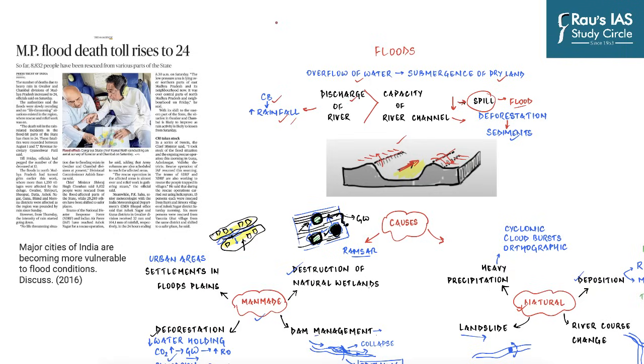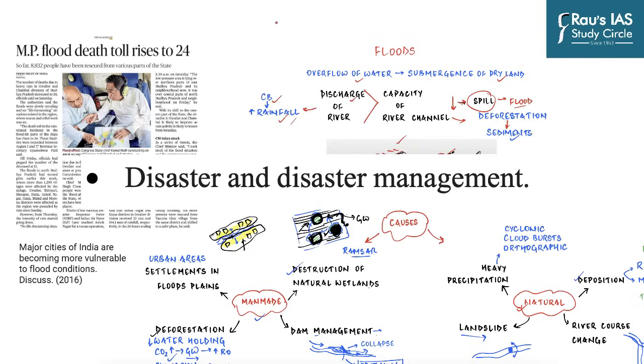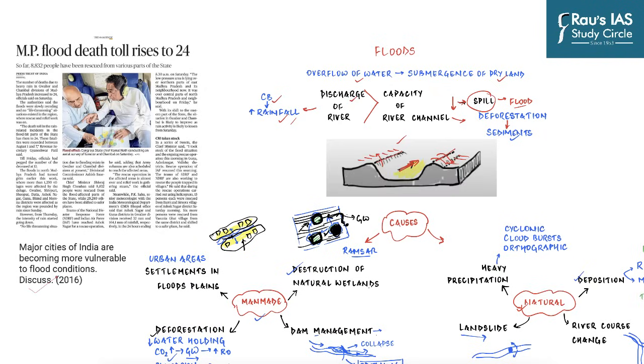Now disasters find their place in two papers separately. There is this GS paper 1 where you have disasters, and then we talk about GS paper 3 where you have disaster management along with disasters as well. And so look at this question in 2016. Major cities of India are becoming more vulnerable to flood conditions. Discuss.